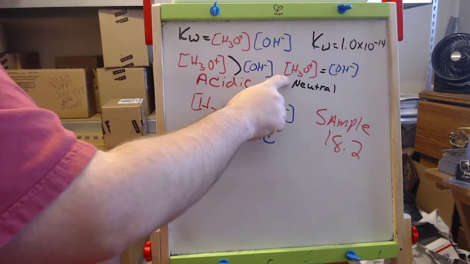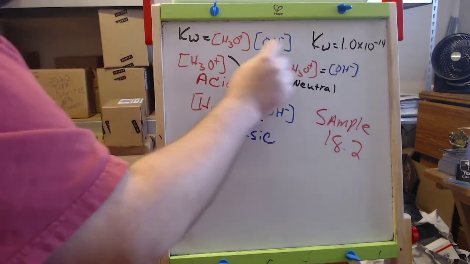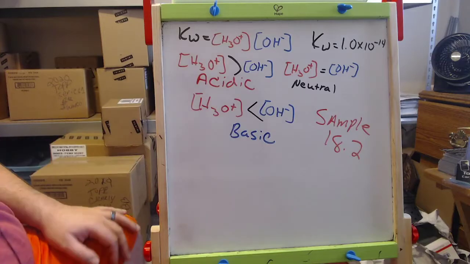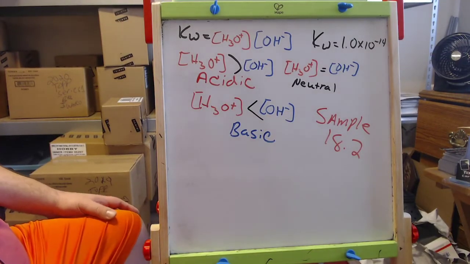So if I'm given one, I could plug it into here. This value never changes, and find the other and then compare. Questions?